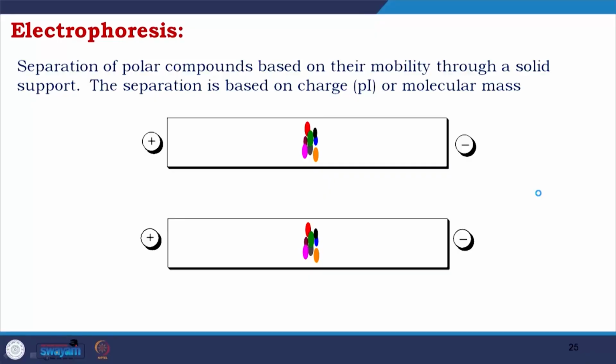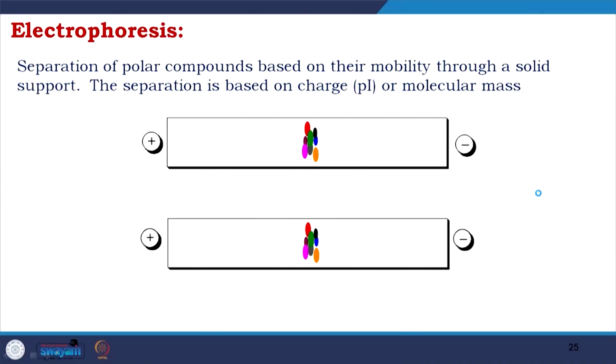So, what I talked about, you can use this in separating proteins, separating amino acids as well as proteins. When amino acids go into a protein, you will see that they are connected through the peptide bond. So, the regular amino and CO2H groups are not there, but the side chains are there and they will influence the pI. So, separation of polar compounds is based on their mobility through a solid support.